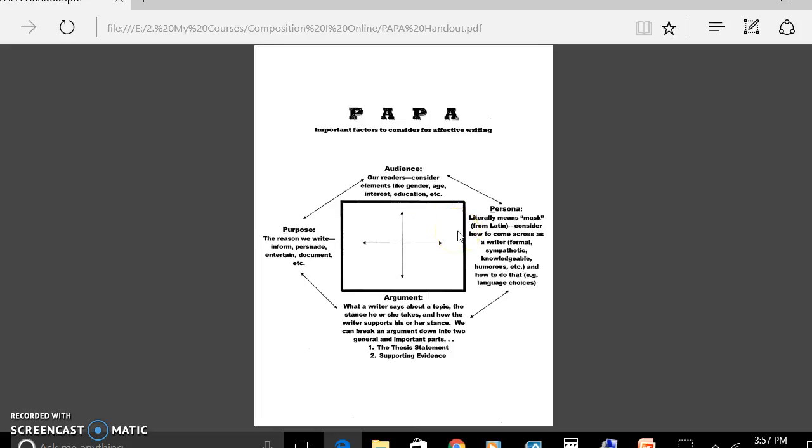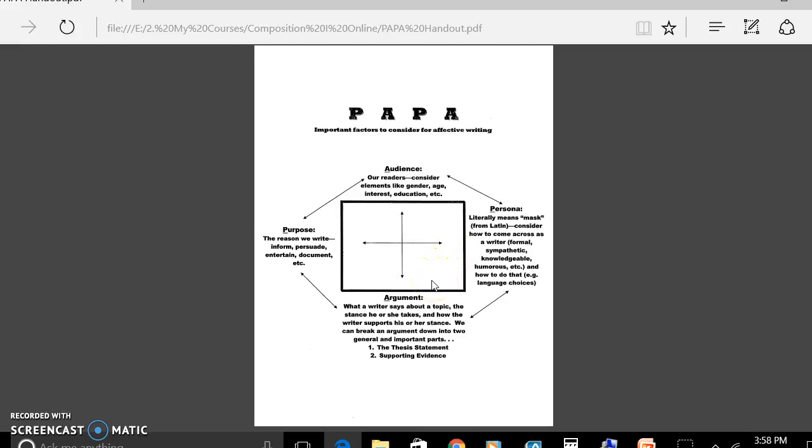And then we look at persona, and this literally means mask. It's a Latin phrase. So you consider how you're going to come across as a writer. So what tone do you adopt? A formal one? A sympathetic one? Very knowledgeable one? Humor, again, when and where appropriate. If it's a very serious subject, then humor is not going to be appropriate. And so your tone, the way that you come across, will affect what choice of language that you use, your word choice. That's very important in writing as well.